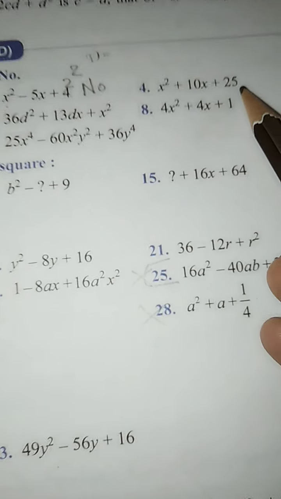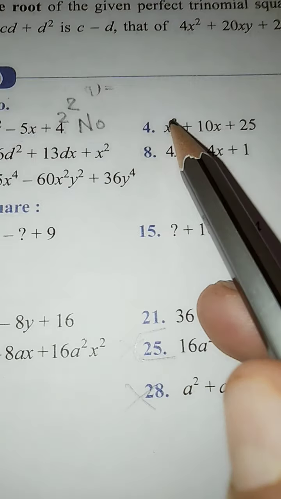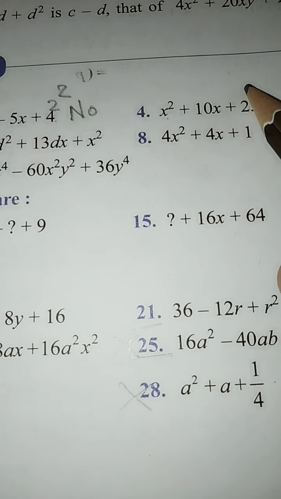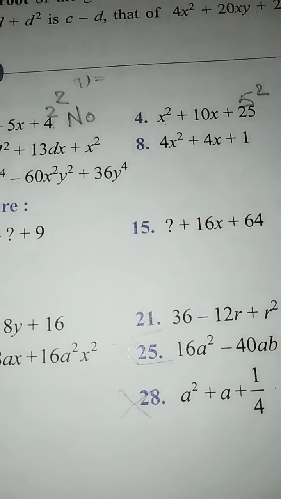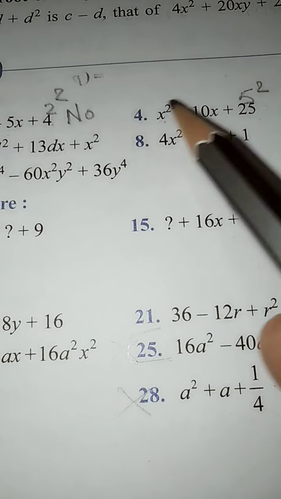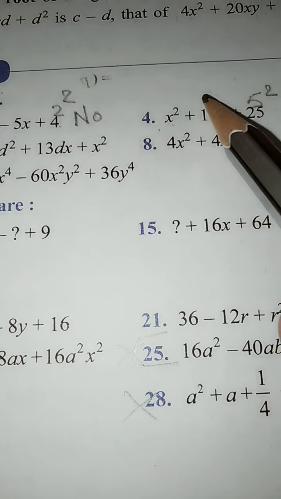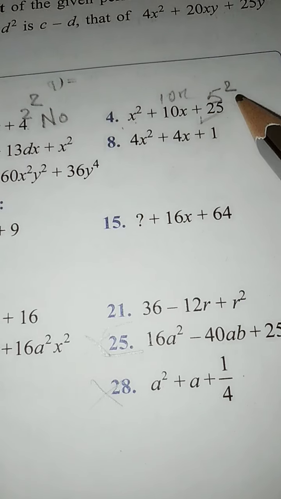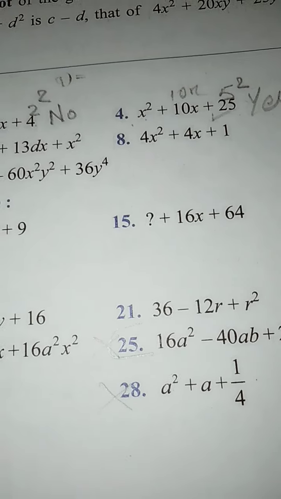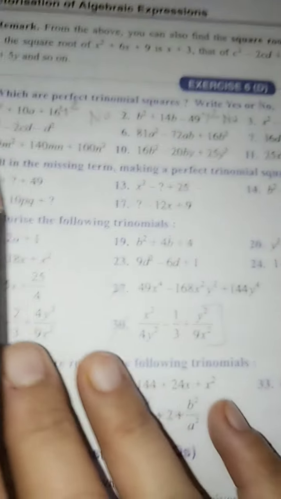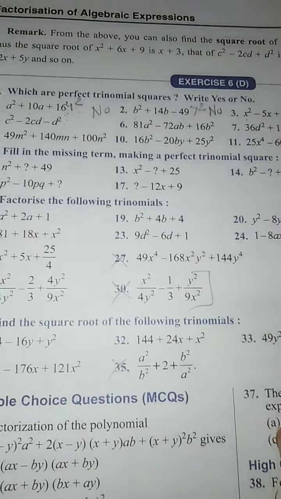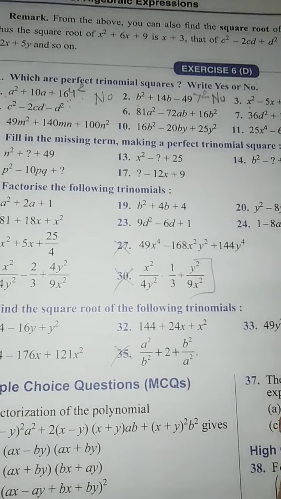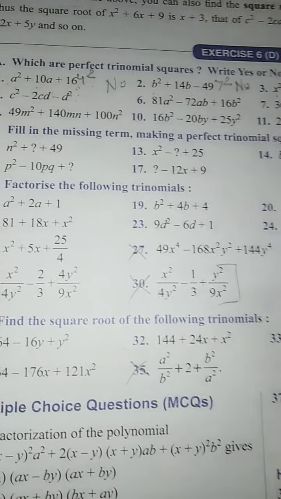X square plus 10x plus 25. Here x square is a perfect square, 25 is 5 square, and the middle term should be 2 into 5 into x, that is 2 fives are 10x. So it is correct. All the signs and everything are correct, so it is a perfect square. In this way you can check all and write them as perfect or not perfect square.